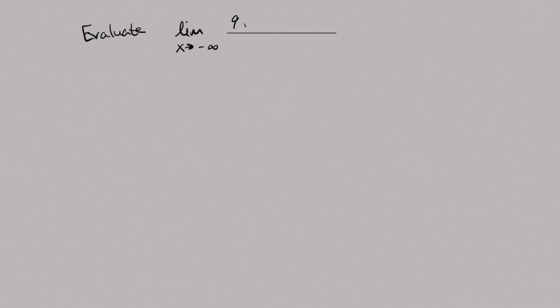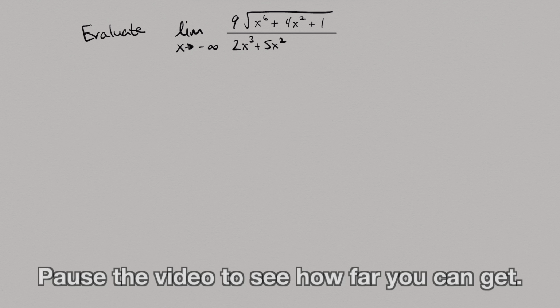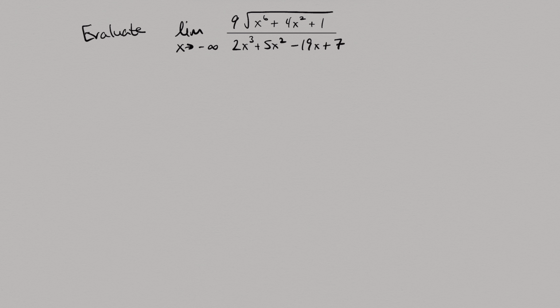So we'll have 9 times the square root of x to the 6th plus 4x squared plus 1. And in the denominator, we'll have 2x cubed plus 5x squared minus 19x plus 7. Again, as with any limit, we're going to try plugging that in and see what happens. This one is going to be quite strange, but we're going to get infinity over negative infinity.